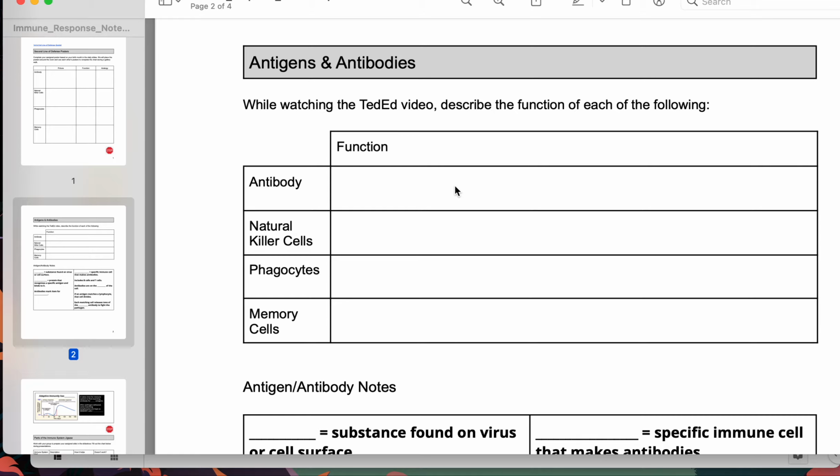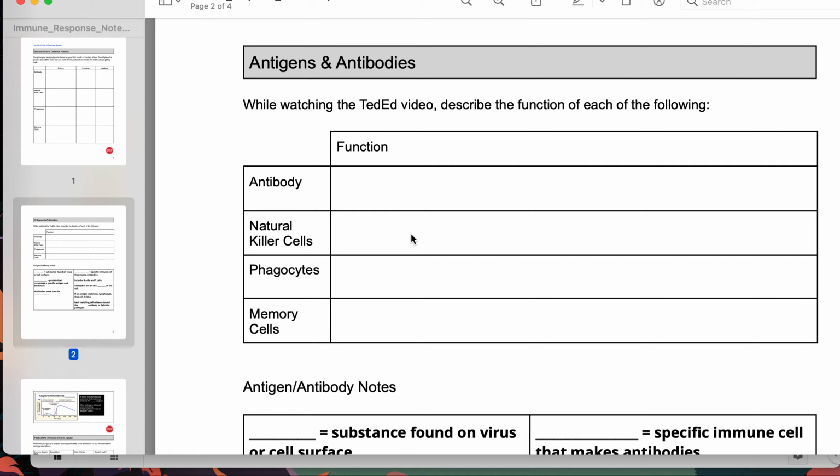Antibodies, those are the main part of the immune system that attach to the antigen like a lock and key and destroy antigens. Again, antigens are anything on the outside of all these viruses and bacteria that mark it as bad. They talked about phagocytes. Those are like the Pac-Man. They eat the bad things, the cells or the bacteria.